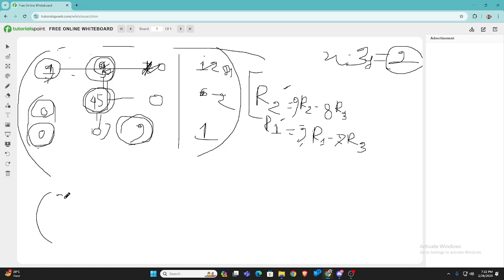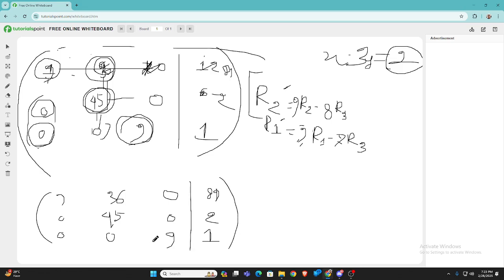Alright, so let's write our new matrix. It looks hectic. 9 0 0 36, 45, 0. Yeah, it's 0. I mean, that was our purpose, to make them 0. Alright, so 89, 2 and 1. Alright, so that's our new 0.